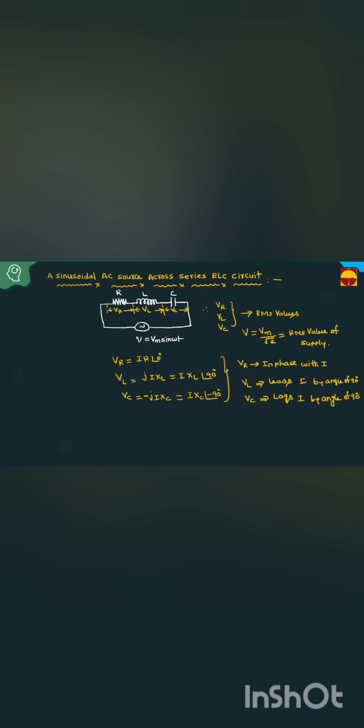Then you substitute V equals VR plus VL plus VC. What can you get, friends? V equals VR plus VL plus VC, where VR equals I into R, VL equals J into I into XL, and VC equals minus J into I into XC.